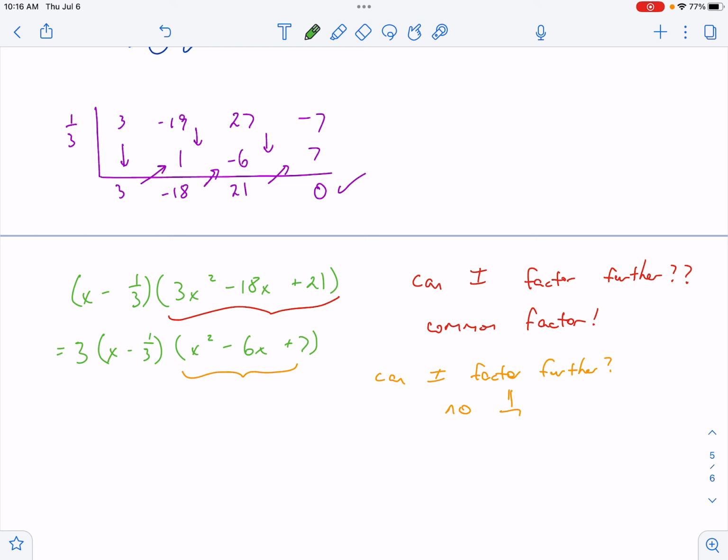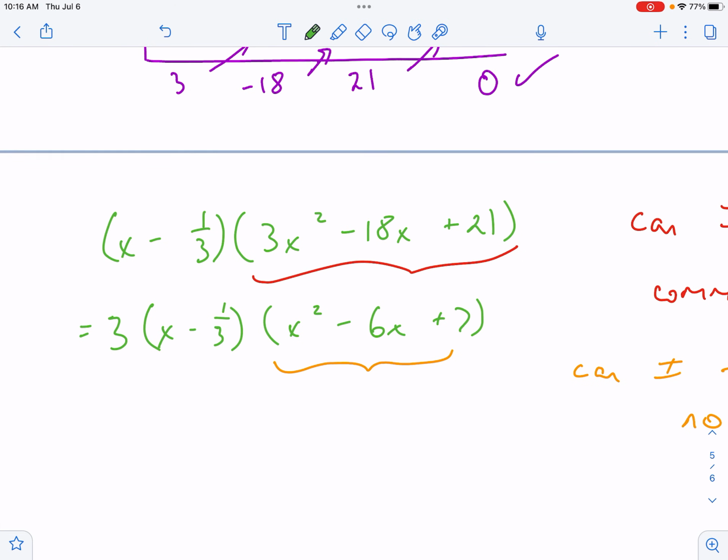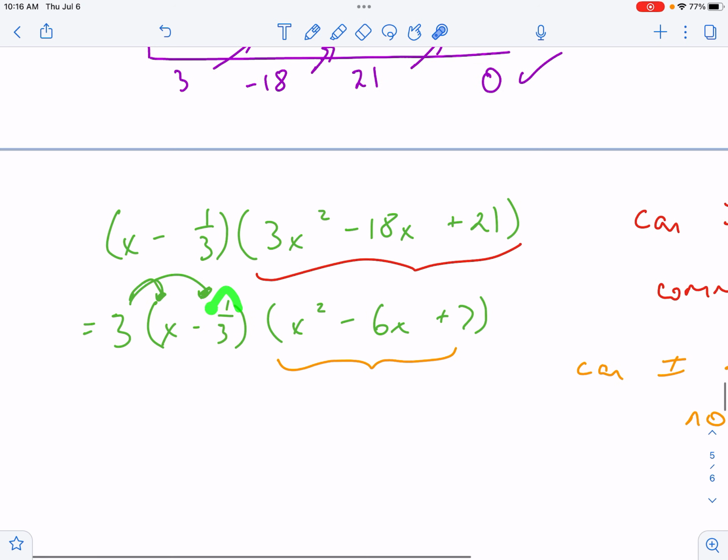Okay? Just to clean things up a little bit, what I'm actually going to do is distribute this coefficient of 3 into the brackets here to try and get rid of this fraction, because no one likes fractions, let's be honest with ourselves. I'm going to multiply it in. That'll get rid of that fraction. It'll clean it up nicely.